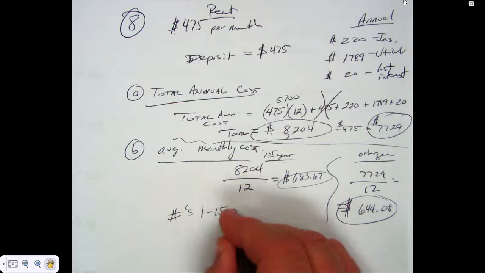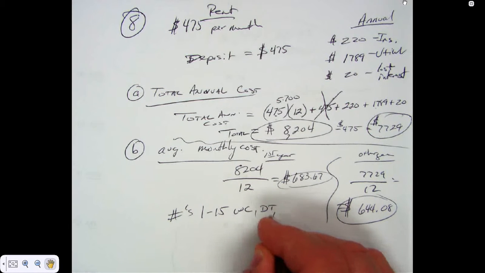We're gonna do numbers 1 through 15, write conditions, draw tables, show all steps and work.